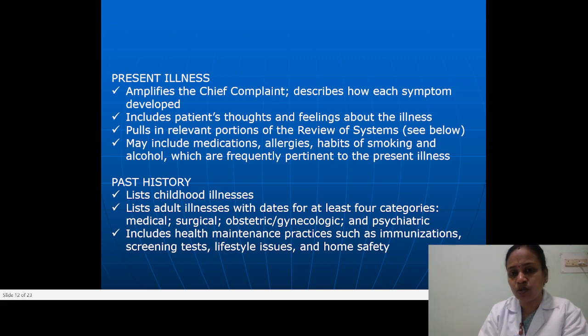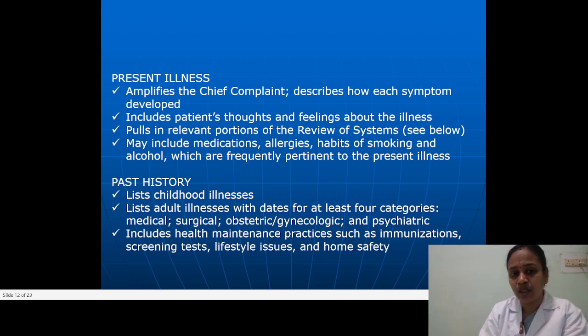Here the present history covers the chief complaint described by the patient: pain or headache or chest pain, ankle swelling, fever, whatever it may be, which includes thoughts and feelings about the illness. Everyone perceives their illness in their own way, which may be unique to each individual. So accordingly, we should collect the history from the patient. Always pull the relevant portion of the review of systems, which means concentrate on the cardiovascular system and respiratory system if the patient is suffering from chest pain.